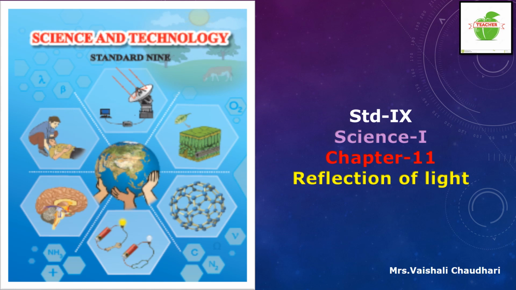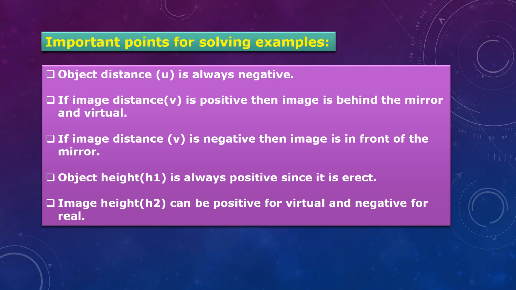Today we are going to see numericals, that is examples, based on chapter number 11, that is reflection of light. These examples we are going to see from exercise 1. Before solving these examples based on reflection of light, there are some important points we have to remember for solving these examples. Object distance, that is small u, is always negative.